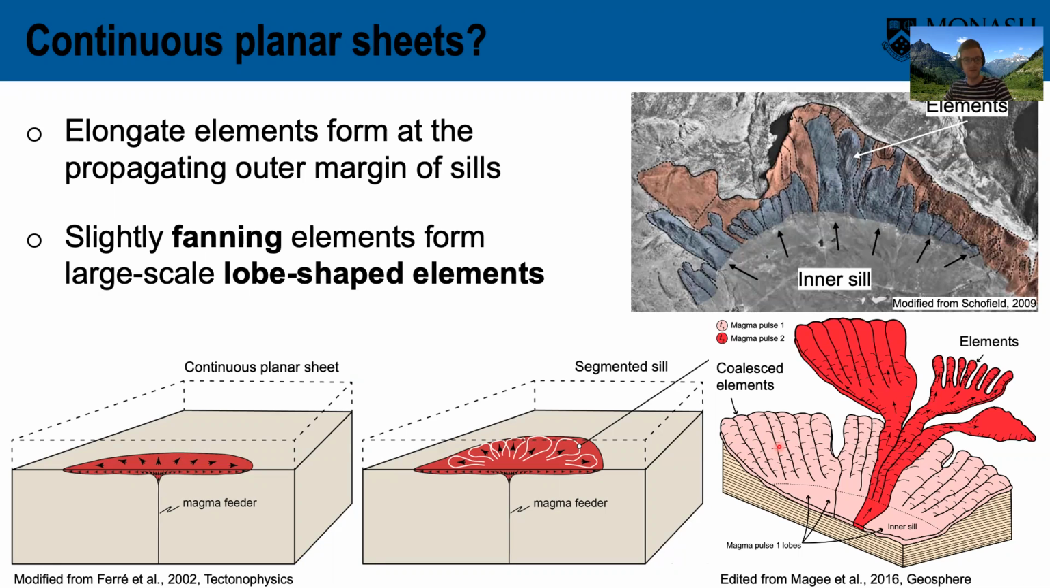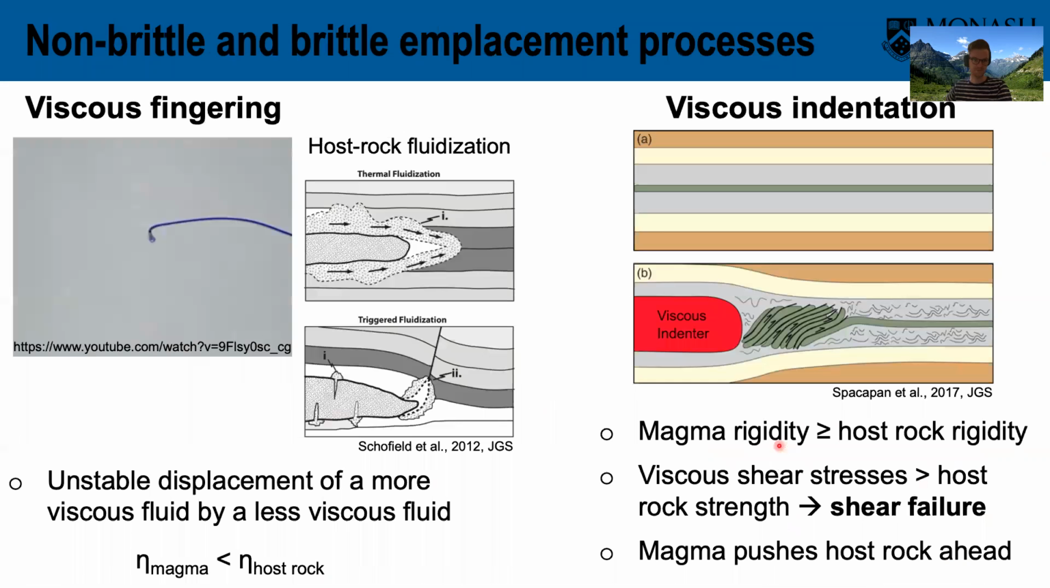There are two main different mechanisms that can lead to the formation of elongate intrusions. The first group is non-brittle and brittle deformation mechanisms, and the other one is fracture segmentation. On the next slides, I'm going to give a brief overview of these emplacement mechanisms.